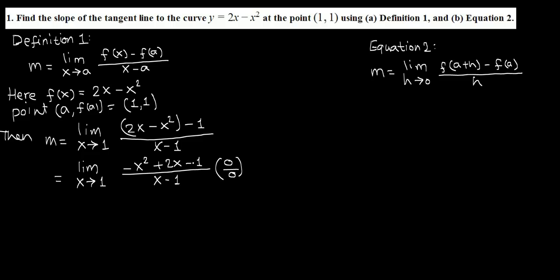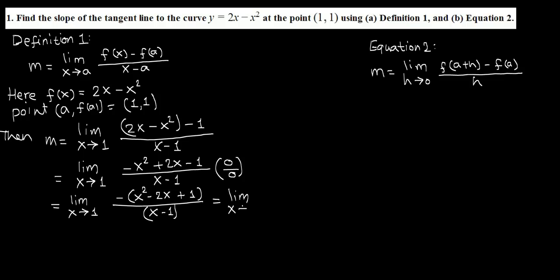Most of the time, factor the top, and the bottom is already factored, and cross out the zero-making factor, which is x minus 1. So the limit as x tends to 1, the bottom is already factored, x minus 1. On the top, there is a negative in the front. I would just take the negative out from all three terms, so x squared minus 2x plus 1. Okay, and let's factor the top.